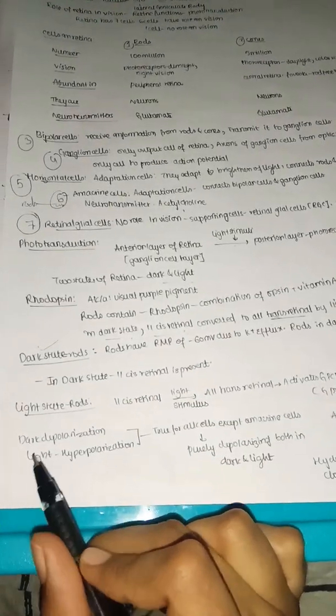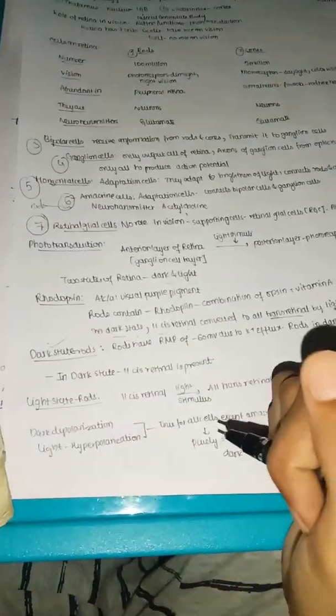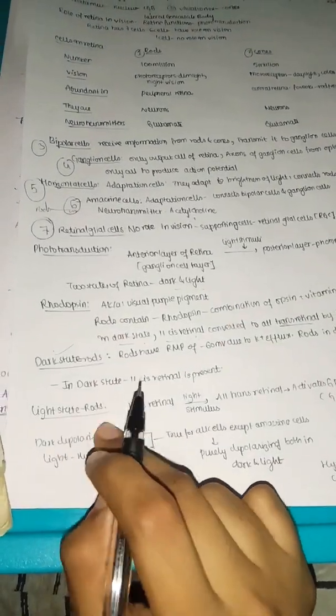Now let us see light state rods. So in rods we are seeing 2 cases. When the rods are in dark state there is depolarization. Now let us see light state rod, what happens.